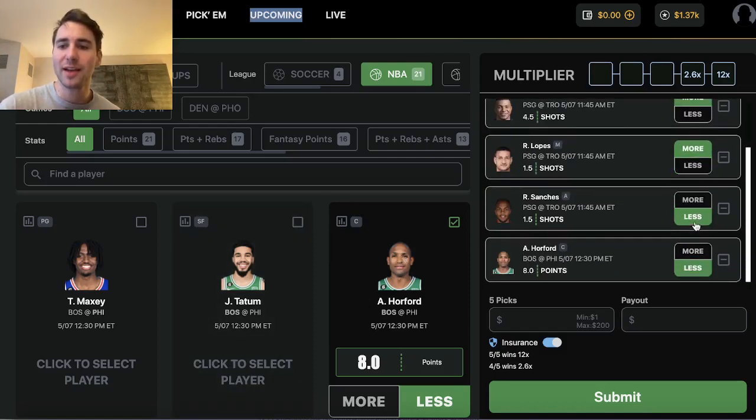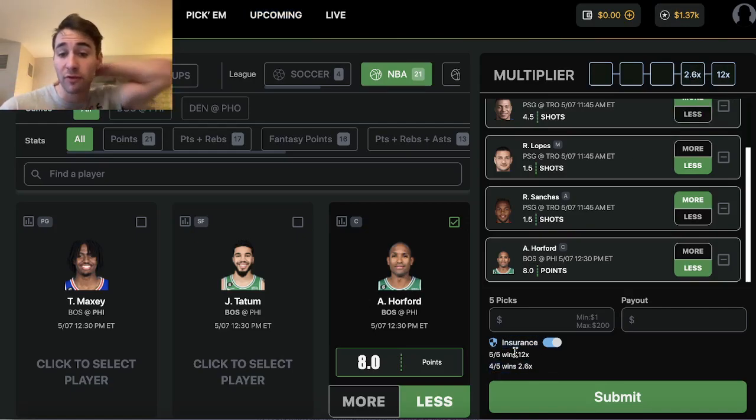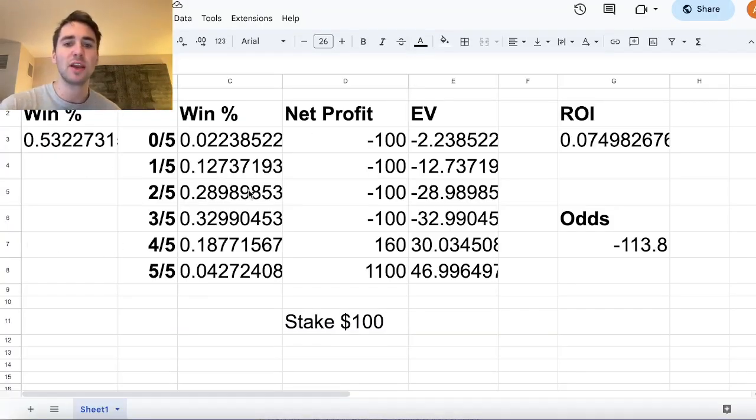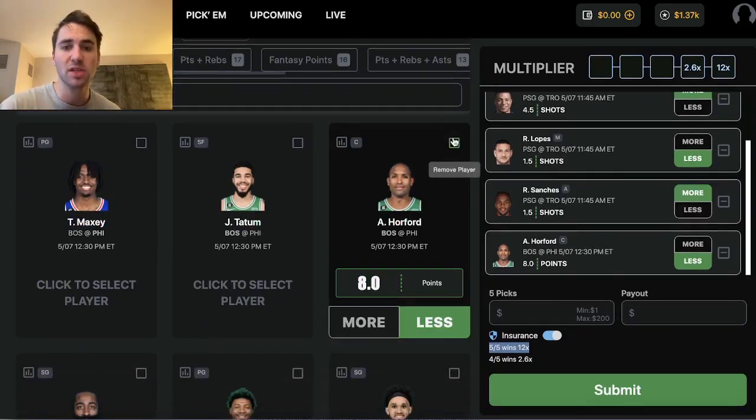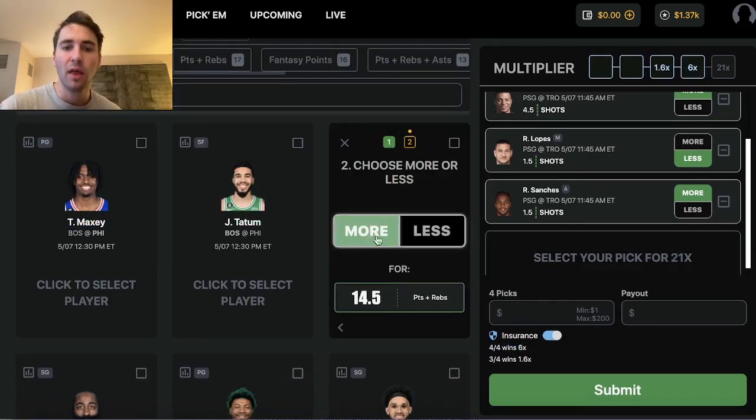And what you're going to notice is No House Advantage is a fixed payout platform. If you reverse engineer their payouts, they're giving you a 2.6x payout if you go 4 for 5, and a 12x payout if you go 5 for 5. If you reverse engineer what percentage of my picks I have to win to be profitable on NHA, it's 53.22%.